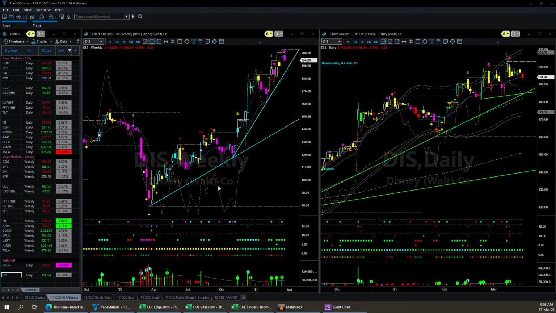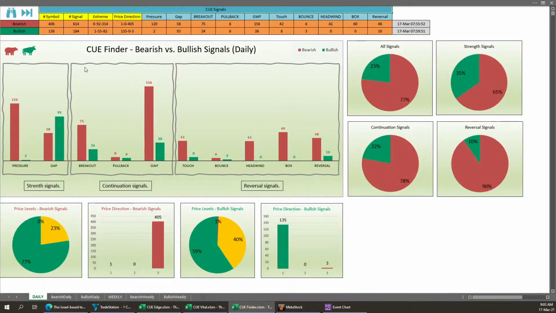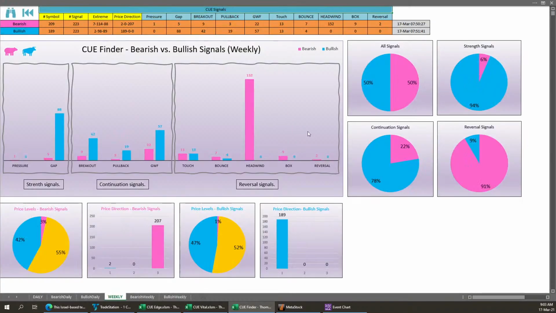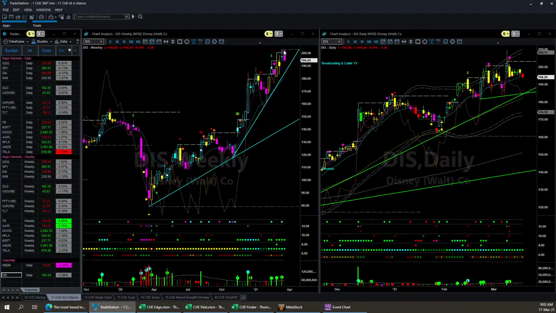Now, give me a few minutes if you would. Remember, there were a large number of bearish headwinds in the weekly chart. That is always a cause for concern. Okay, let's go back to Disney. In fact, Disney is one of them. Disney has now displayed a bearish headwind also. But I am already short Disney using the daily bearish headwind.